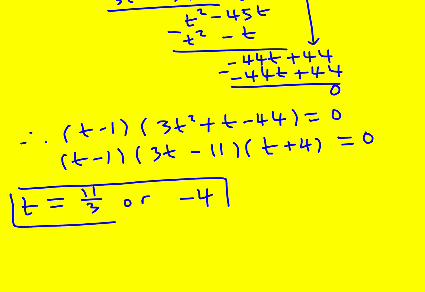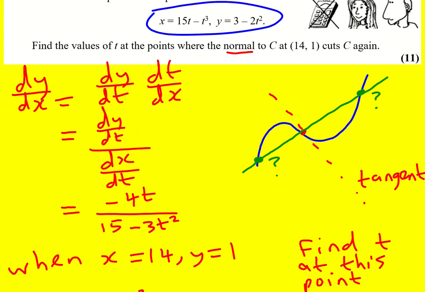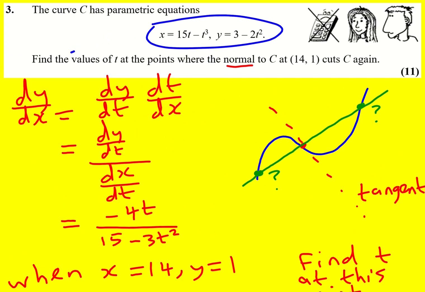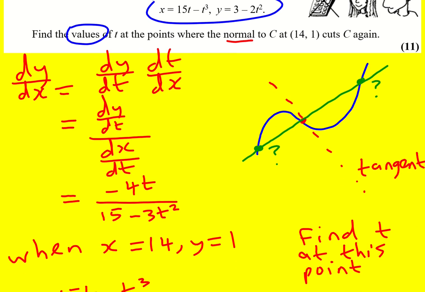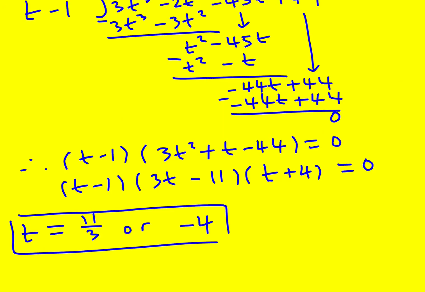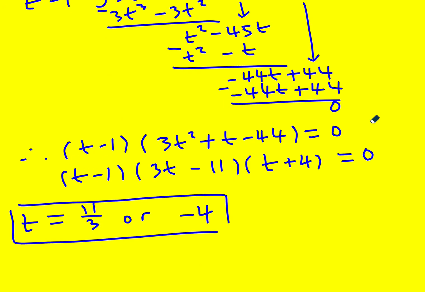In this case, there are 2 other points of intersection. And that is everything we have to do. Find the values of t at the points where the normal to C at (14, 1) cuts C again. So I wouldn't include the t equals 1 because we've already dealt with that. But that's our answer.